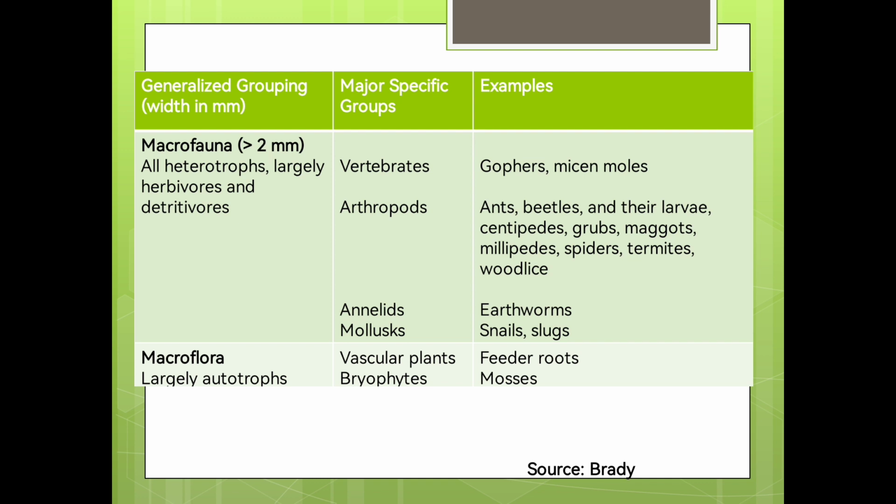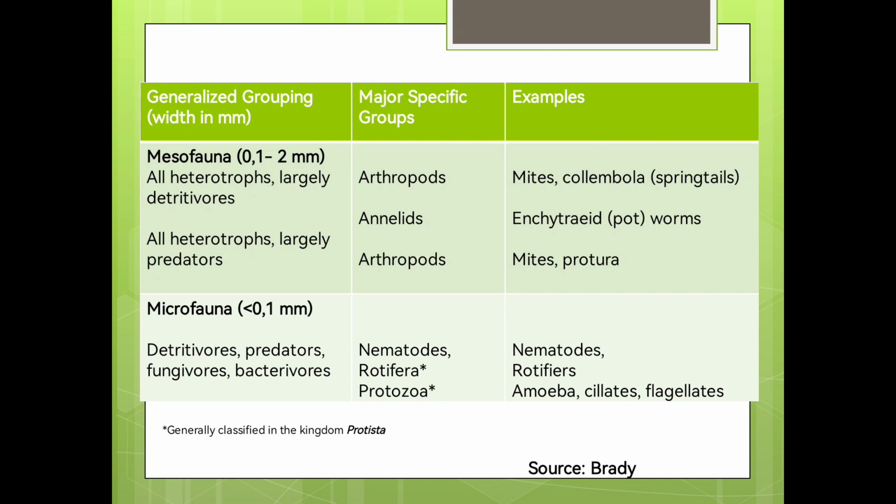And then we also have the macroflora. They are largely autotrophs. They rely on the sunlight for photosynthesis. And these are the vascular plants, the feeder roots, and the bryophytes, yung mga mosses na nakikita natin. And then we also have the mesofauna, microfauna. So mesofauna is between 0.1 to 2 millimeter yung kanilang size.